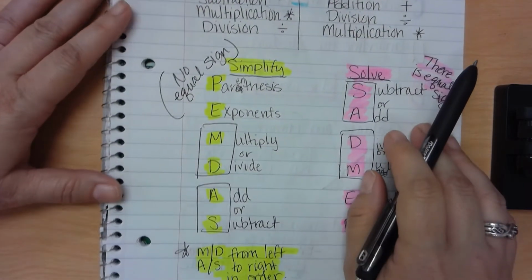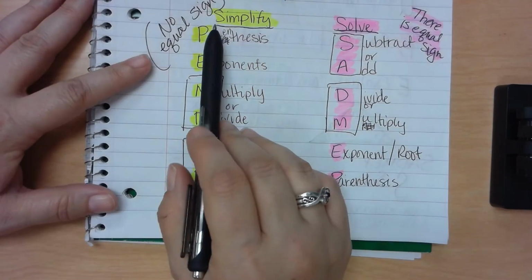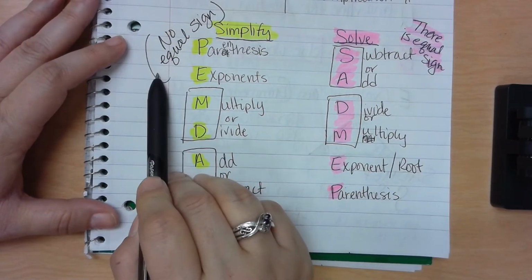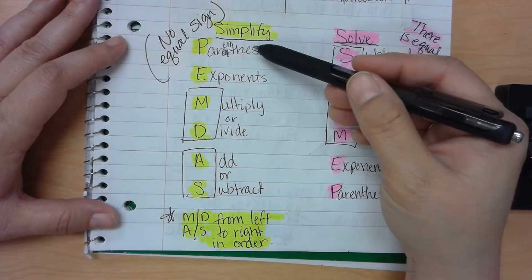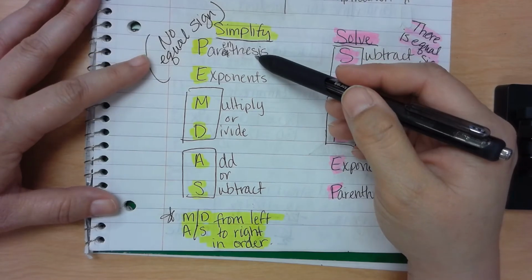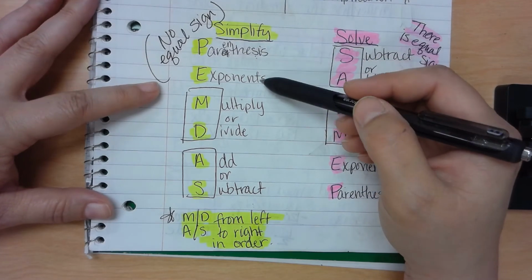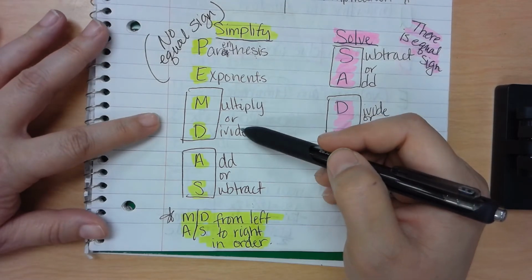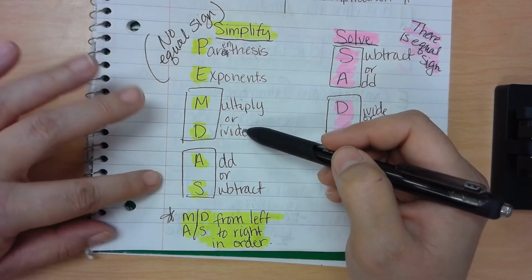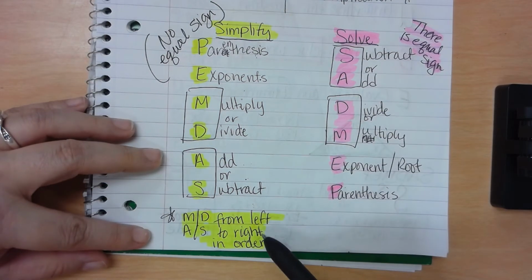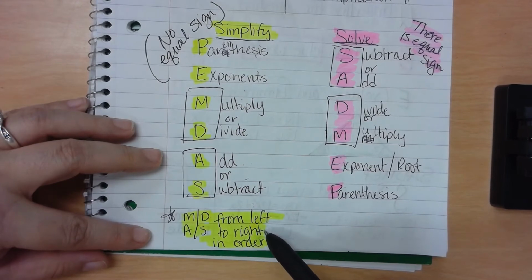So I keep saying after because this is how it works. When you were only working with expressions that had no equal sign, we would simplify and use order of operations, PEMDAS, which you're very familiar with. You would work with your parentheses first, what's inside them. Then you would look at any exponents that might be there. Then you would do multiplication or division in order from left to right. Then you would do your addition or subtraction in order from left to right. So again, multiplication and division is from left to right in order, and the same thing with addition and subtraction.